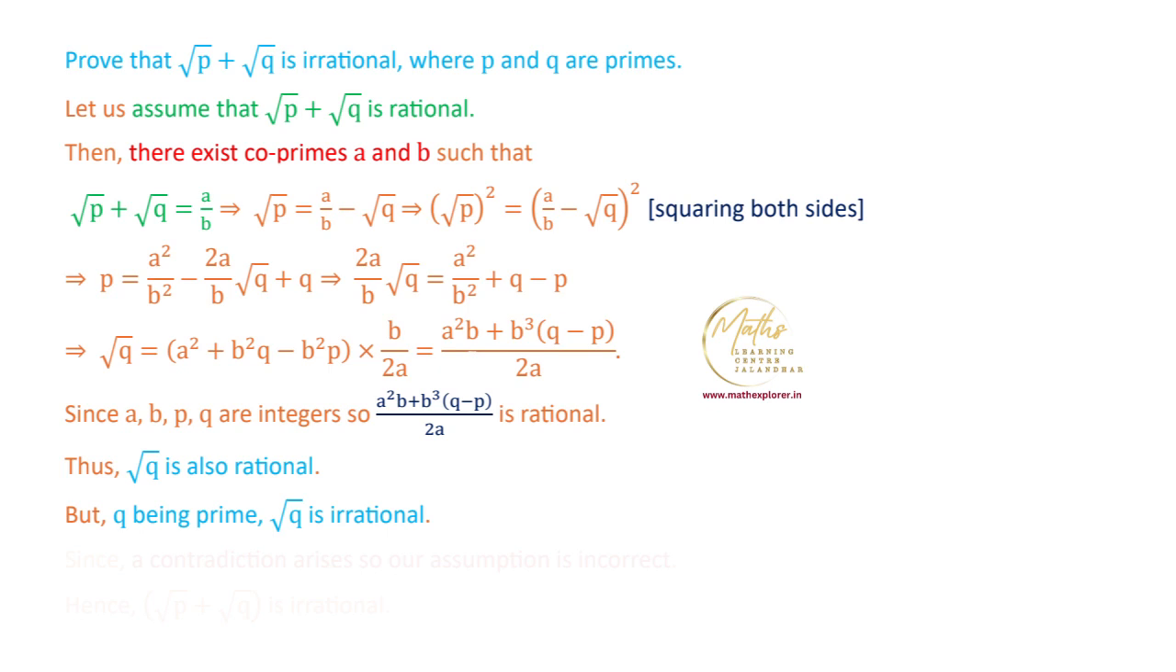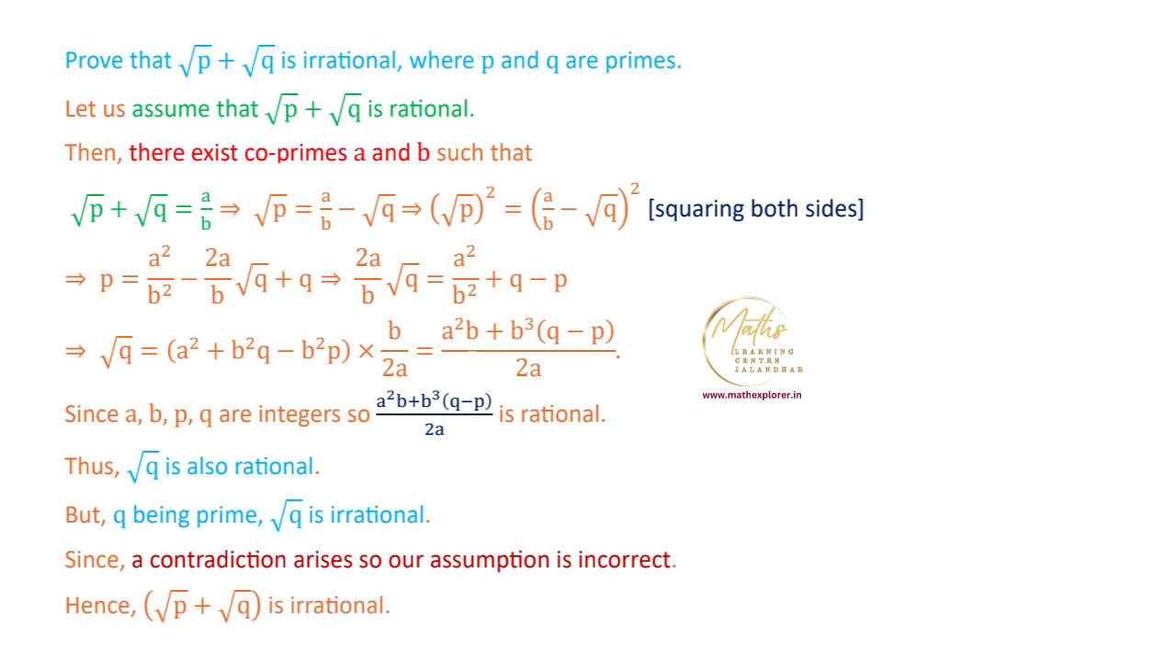So what we get from this is that there is a contradiction. We have shown that square root q is a rational number, but square root q is irrational because for any prime q, square root of q is irrational. So we have reached a contradiction. Since a contradiction arises, it means that our supposition is incorrect. The supposition we made, that this number is rational, is incorrect. Hence this number, square root p plus square root q, is an irrational number.